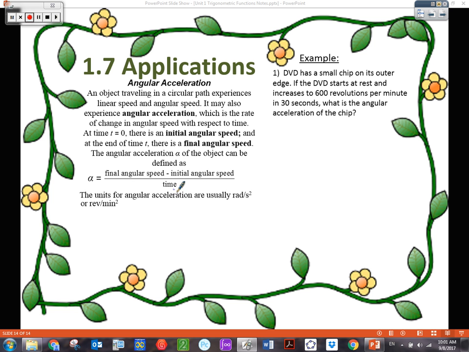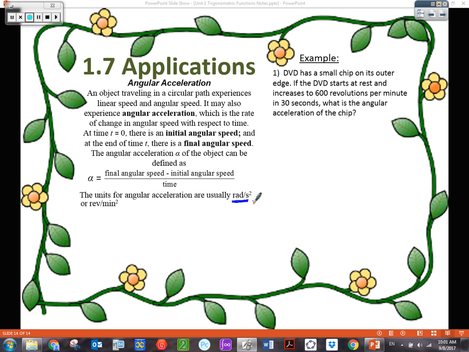So this is, I think, a fairly simple formula, and that's what we're going to be using. Now, there's two typical units that we use for angular acceleration. One is radians per second squared. Notice with acceleration, it's not radians per second, it's radians per second squared.